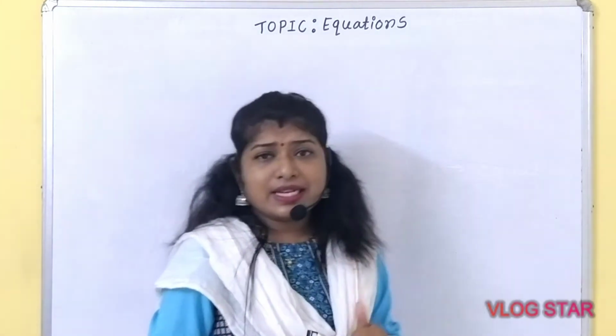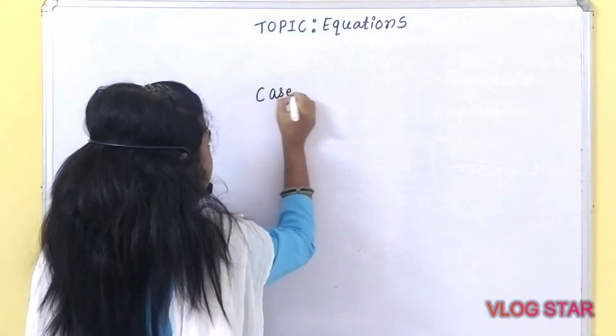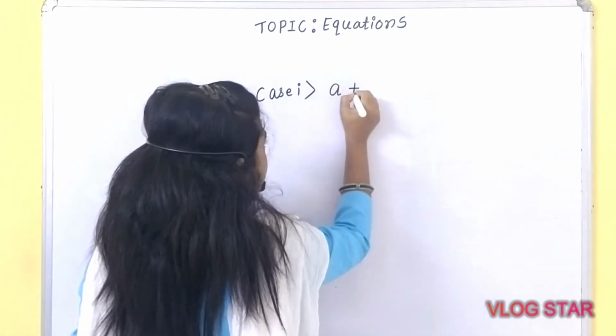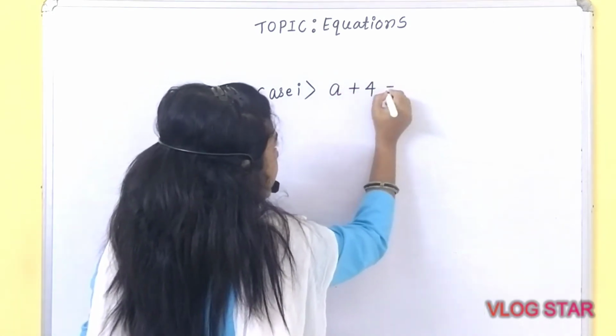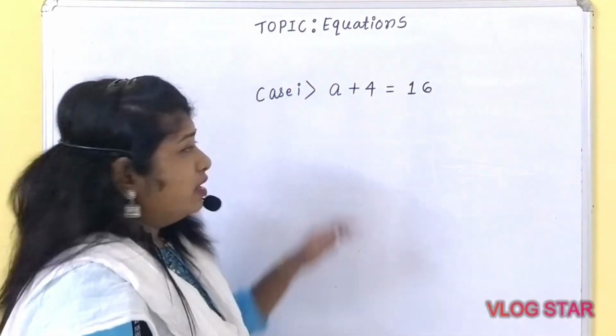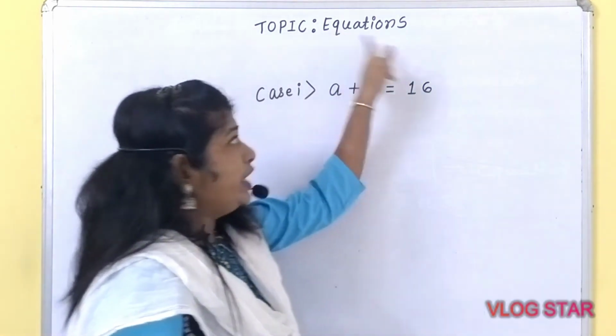Okay. So let's consider case number 1. What is basically case number 1? Why is this called case 1? If I consider a plus 4 is equal to 16. Let's consider a very easy example to understand case number 1 under equations.